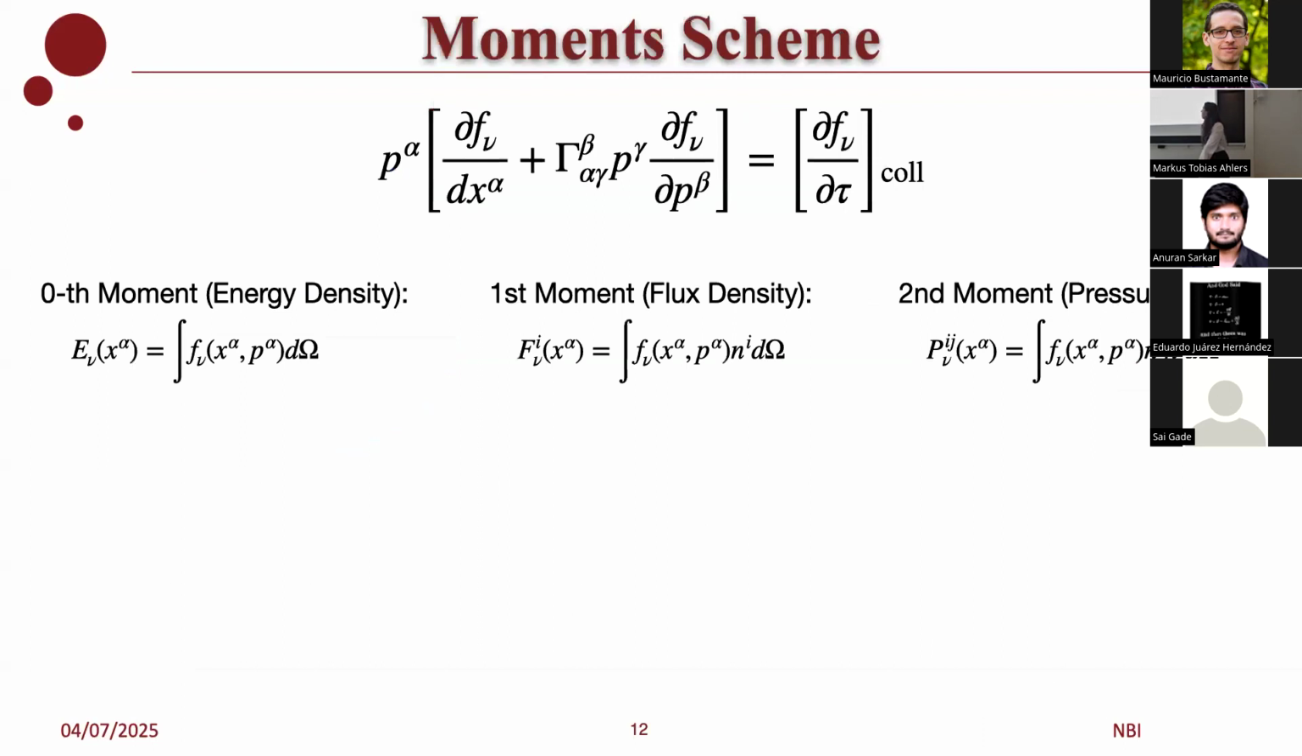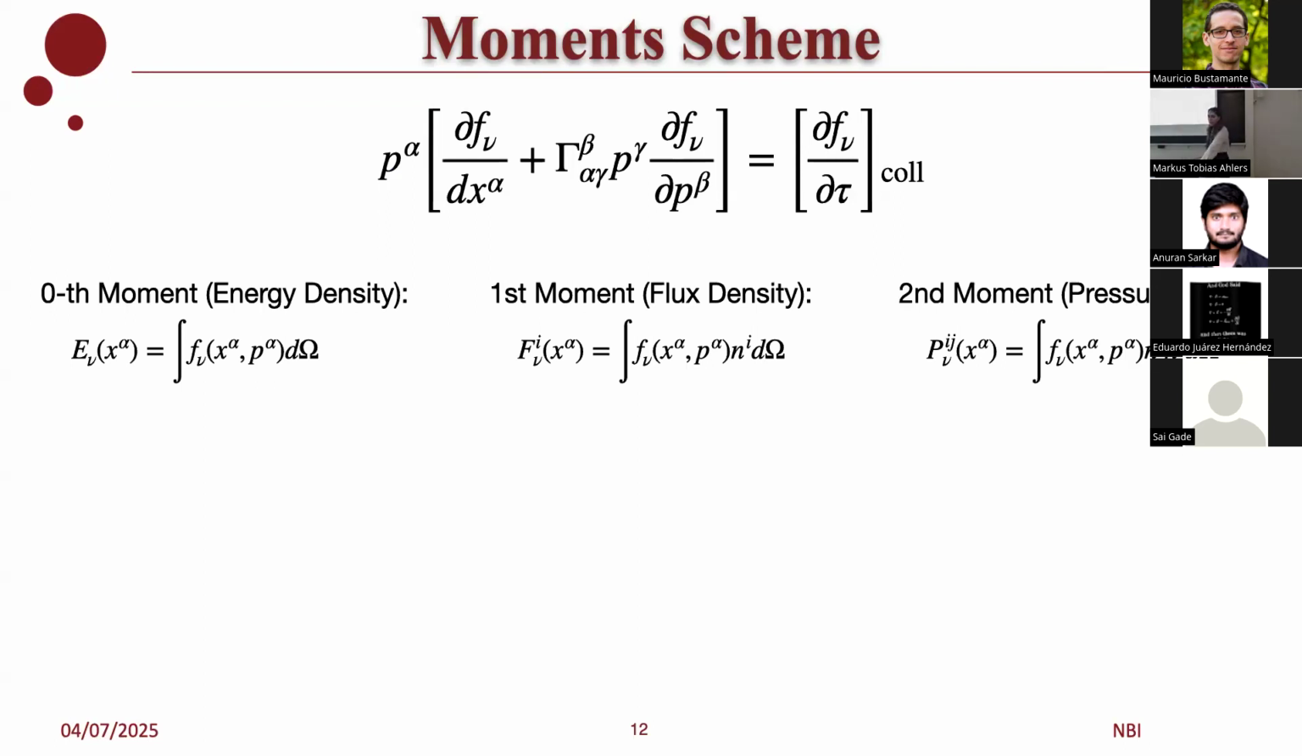Okay, so the next scheme is the moments method. Again, if we start from the Boltzmann equation, instead of solving the Boltzmann equation, we can consider different moments. If we integrate the distribution function in the momentum space, we get the 0th moment, which is energy density. If we multiply it by momentum, then integrate, we get the flux density. And then we can get the pressure density, the pressure tensor similarly, and you can go all the way to higher and higher moments.